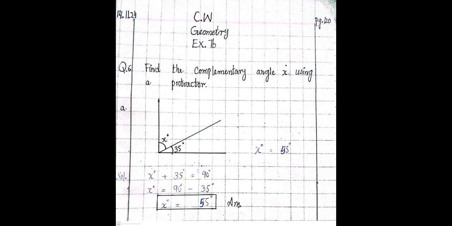You know, in complementary angles, the sum of two angles is equal to 90 degrees. So, from the figure, we write the sum of angles which is equal to 90 degrees. In the figure, two angles are given, x degrees and 35 degrees. The sum of these two angles is equal to 90 degrees. We need the value of x. So the other angle will be shifted to the right side. After subtraction, you will get x degrees is equal to 55 degrees. So the complementary angle is 55 degrees.